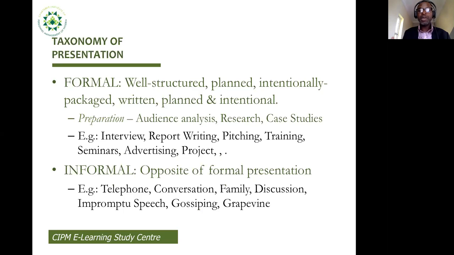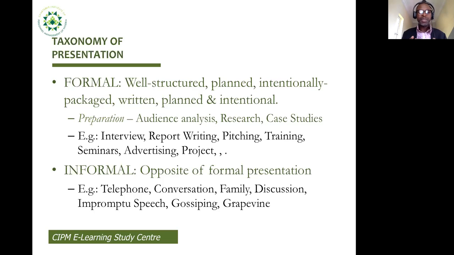I've said it can be formal or informal. We know that formal is well structured, thought through before, well packaged, and is intentional. So in structured information, which most presentation tends to be, there is always room to prepare, to do audience analysis, to do research, to do case studies. I've given you some examples before: interviews, report writing, doing a pitch, training, seminars, advertising pitches, project and team pitches. These are all formal presentations. Am I clear? Okay, good. Then thank you.